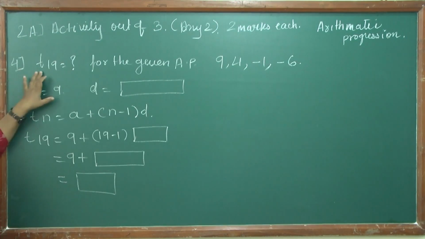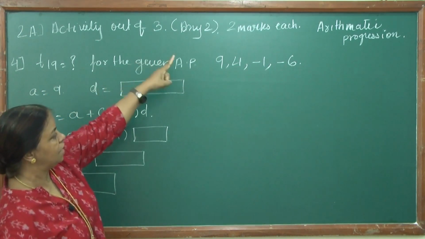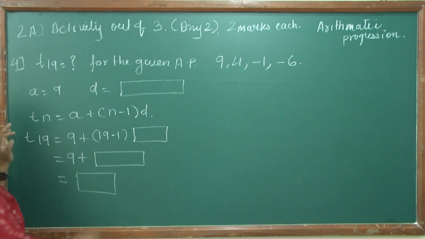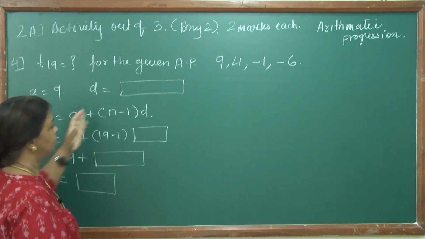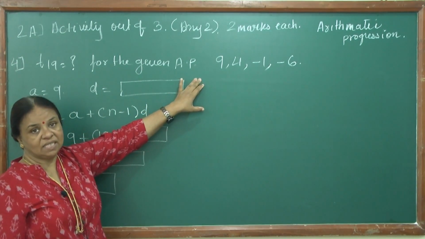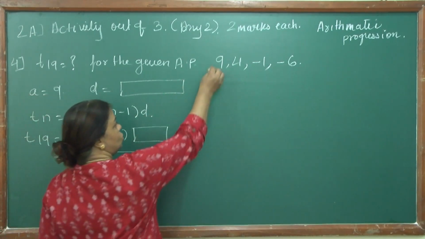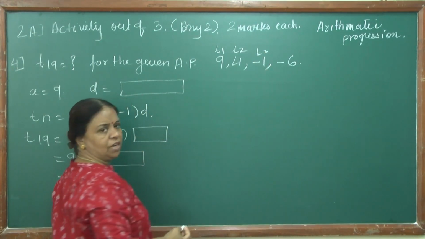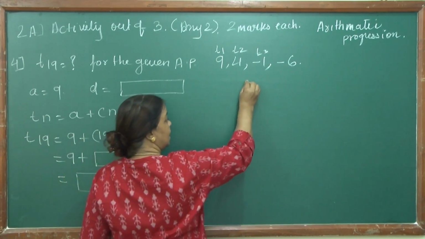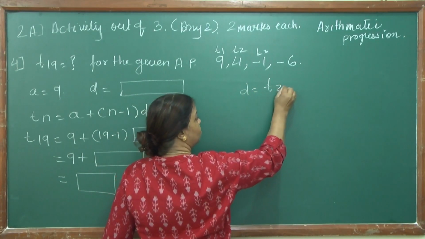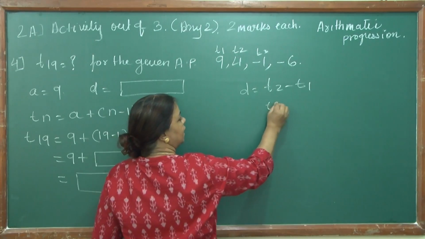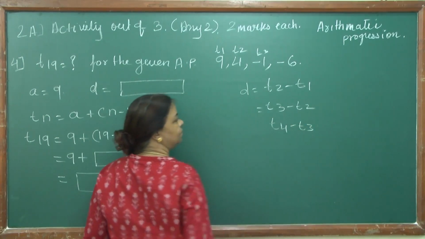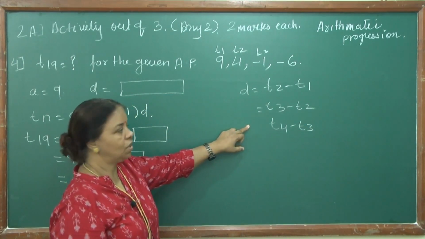Fourth question. Find T19 for the given AP 9, 4, minus 1, minus 6. It is in AP and a is equal to 9. So what will be d? To find d when the sequence is in AP, T2 minus T1. This is your T1, children. This is T2, this is T3. Any consecutive terms you can take. d is equal to T2 minus T1, or T3 minus T2, or T4 minus T3. By any one you can find it out. Okay, let's take this first one.